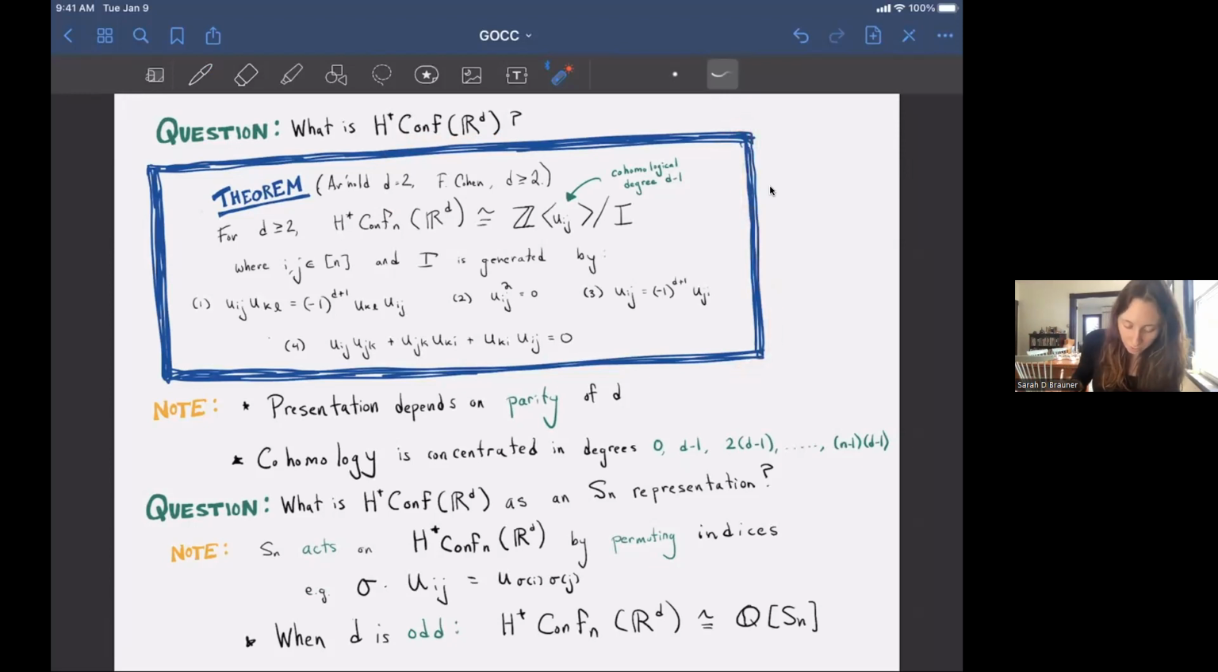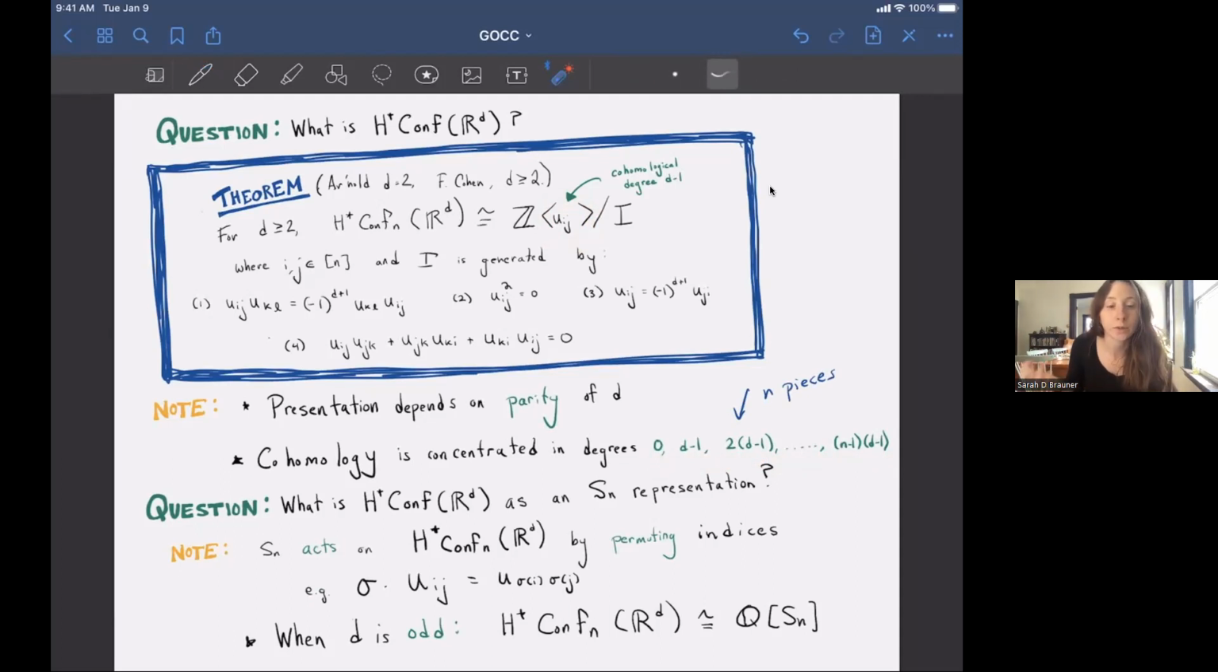So here's the presentation. I don't want to dwell on the details of it too much. I just want to note a couple of things. The first thing is that if you stare at these relations long enough, even though I'm looking at R to the D here, the only spot where D occurs is in these (-1) to the D plus 1s. That tells me that the presentation only depends on the parity of D. So I'm going to get an odd presentation and an even presentation. And if you again stare at these relations long enough, you can convince yourself that because this generator lives in cohomological degree D minus 1, these relations tell you that this ring is only concentrated in degrees 0, D minus 1, 2 times D minus 1, up to N minus 1 times D minus 1. In other words, there are N non-zero pieces of this cohomology ring. Okay, so we really understand this cohomology.